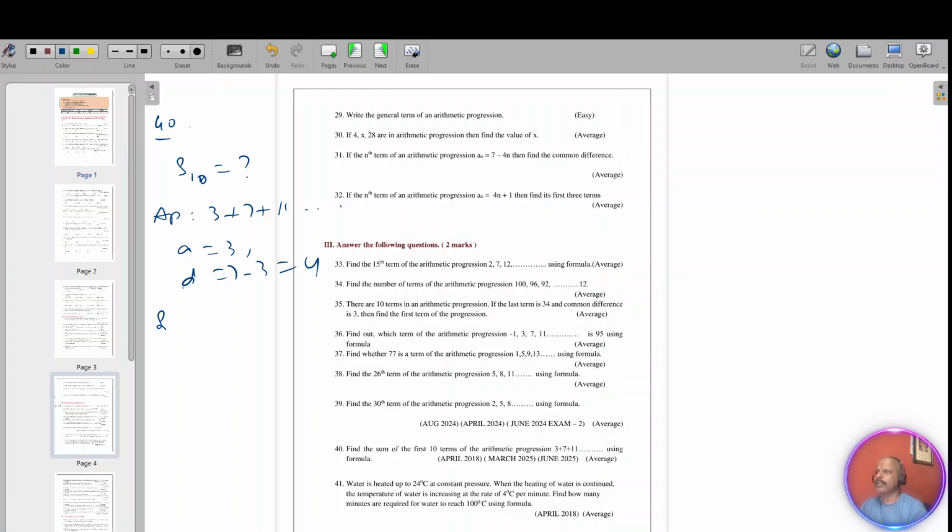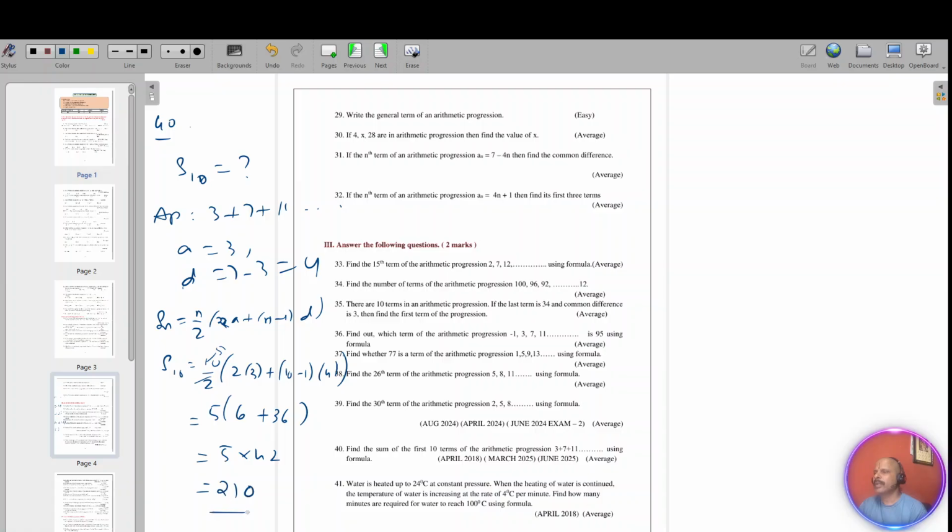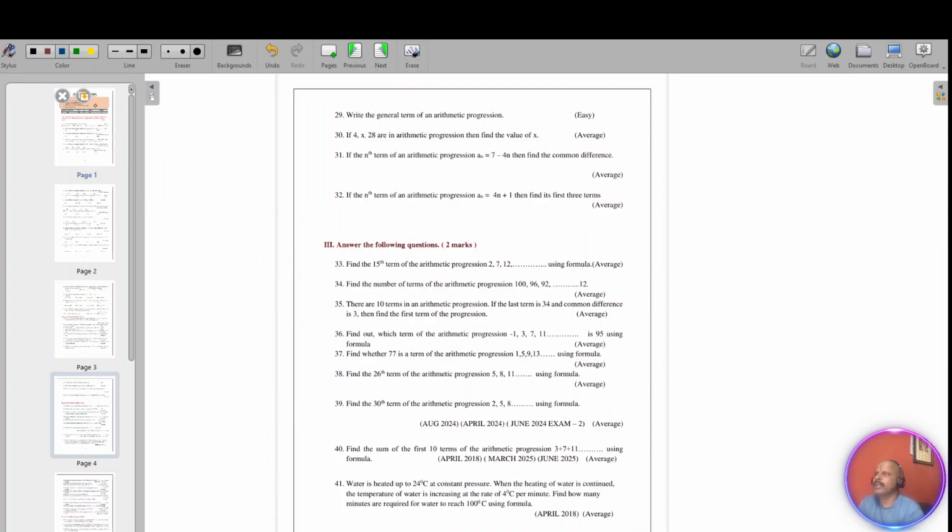So we have to use the formula Sn is equal to N by 2 into 2a plus n minus 1 into d. S10 is equal to 10 by 2 into 2 of a, that is 3, plus 10 minus 1 into d, which is 4. 2 threes are 6 plus 9 fours are 36. 5 into 42 becomes 210. Right? 5 twos are 10, 5 fours are 20 plus 1 carry is 21. That's it. We'll see the 41st one.